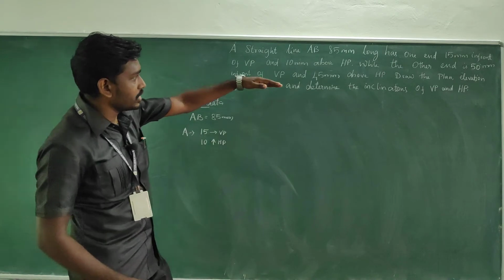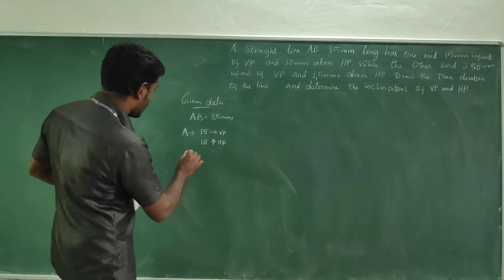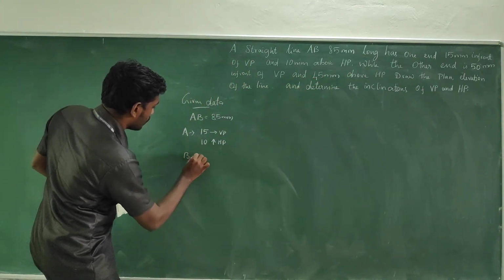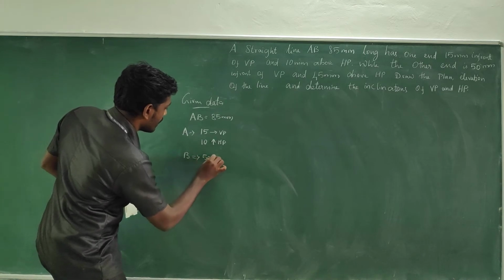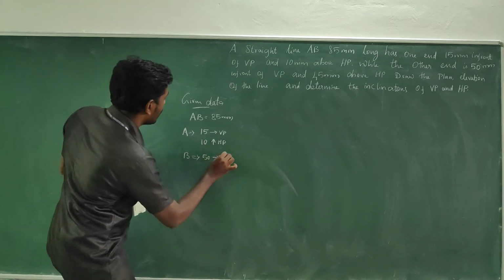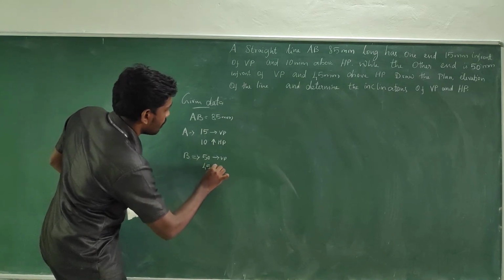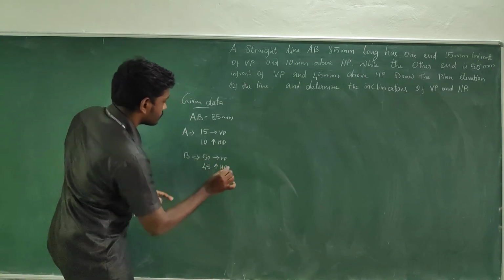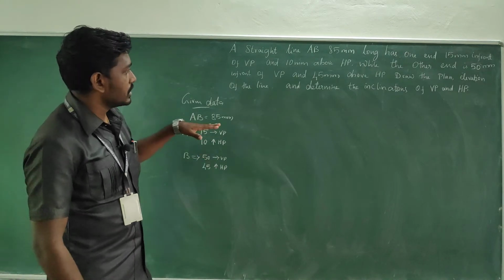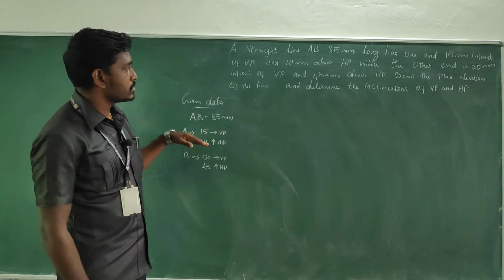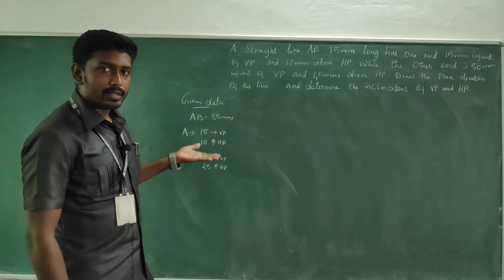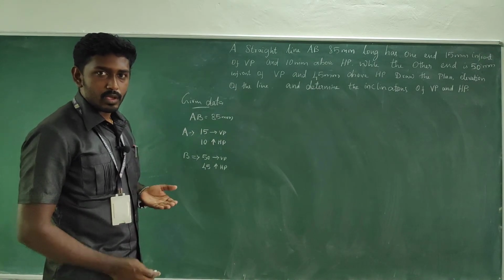What about the other end? It is 50 mm in front of VP and 45 mm above HP, right? So these are the things given in the question, and all the unknown things we have to find.